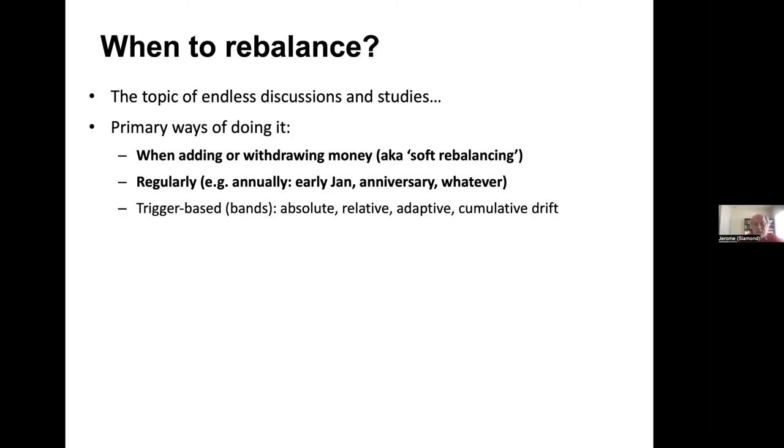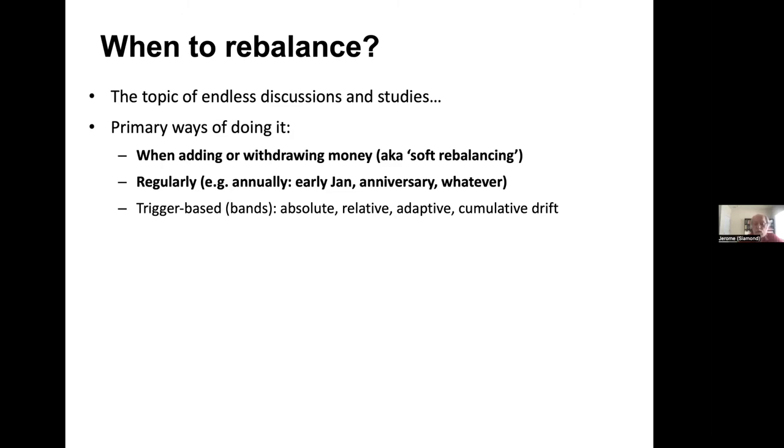But some people, including me, don't like that. It kind of makes me intellectually not satisfied. I'd rather have something which is triggered by big changes in my current asset allocation. So I'm going to go through that in more detail, but some people have little formulas based on absolute percentage of change, or something which is more relative percentage.